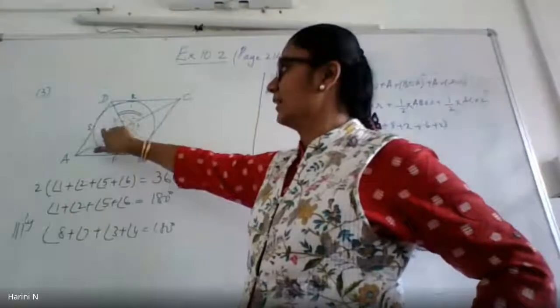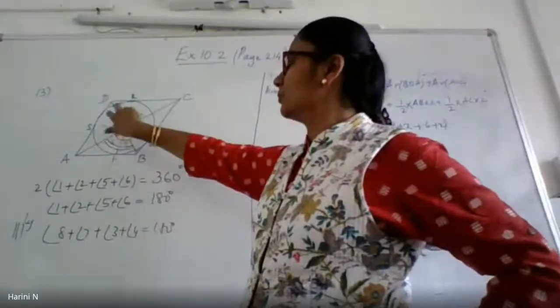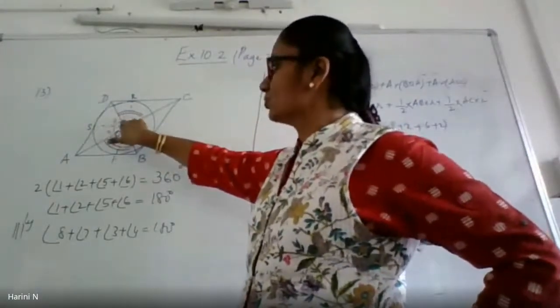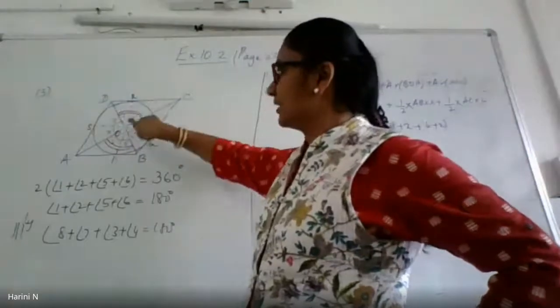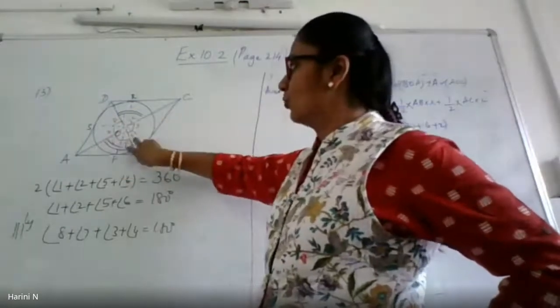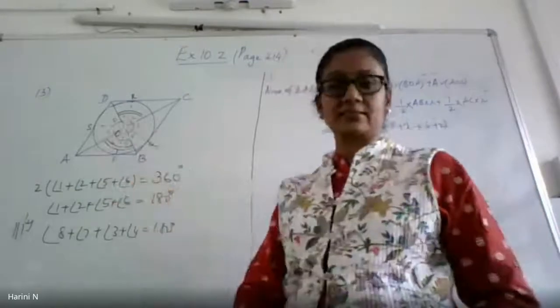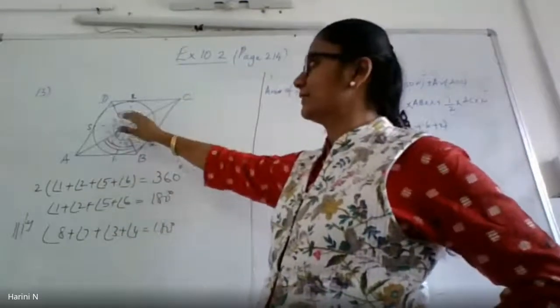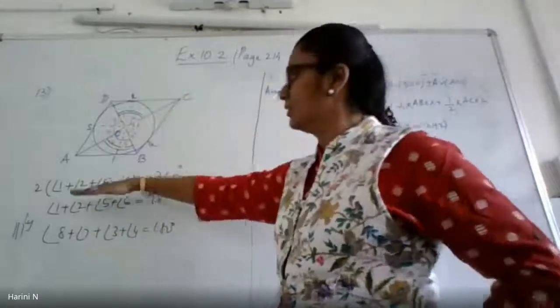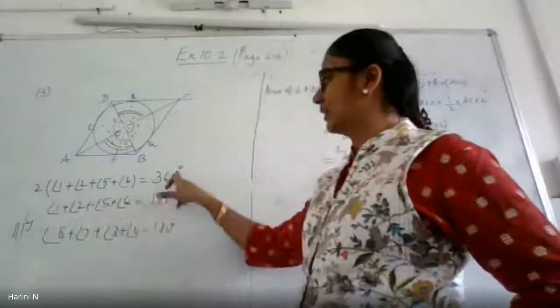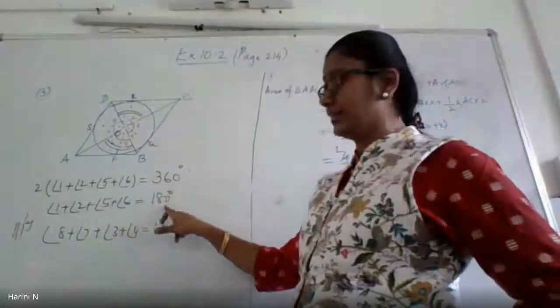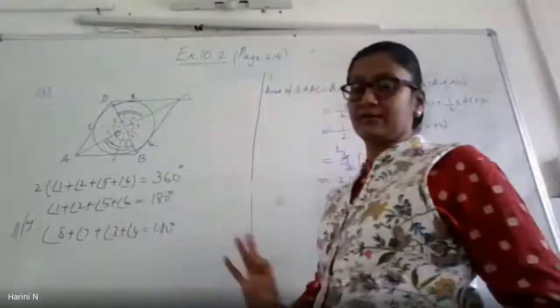Angles 8 and 7 can be written as 2 times angle 7. Sorry, 1 and 8 can be written as 2 times angle 1. 2 and 3 can be written as 2 times angle 2. 4 and 5, 2 times angle 5. 7 and 6, 2 times angle 6. So I keep only the angles I need and show them as 2 times, so that I can divide this 360 by 2 to get 180 and hence I will get my result.